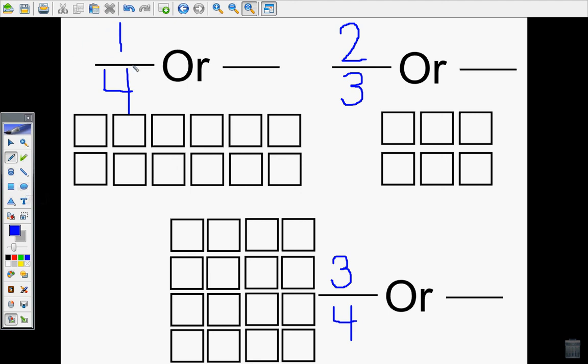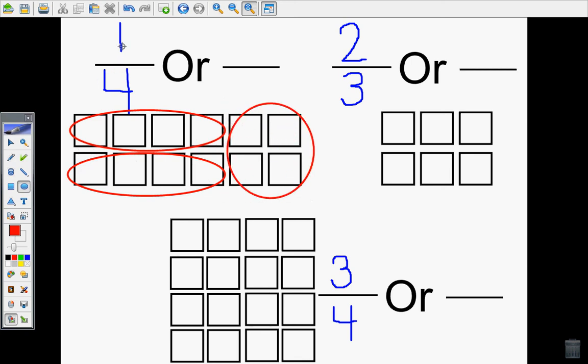Let's go ahead and start with this one. We're trying to make 1/4. So what I do is I would make them into groups of 4 and then just color in 1 in each one of those groups. So here I can see I have 1, 2, 3, 4, 1, 2, 3, 4, and 1, 2, 3, 4.